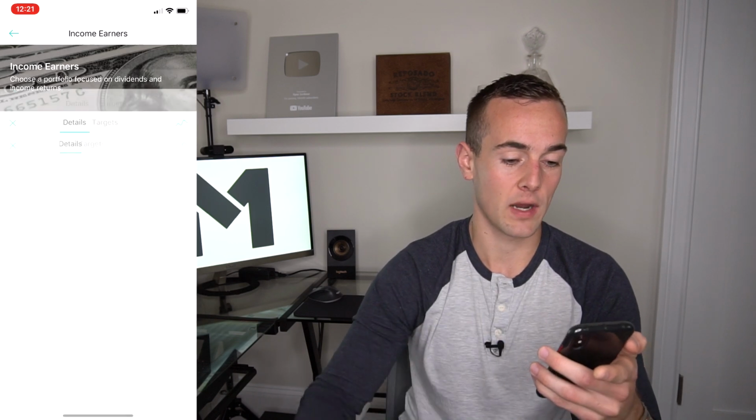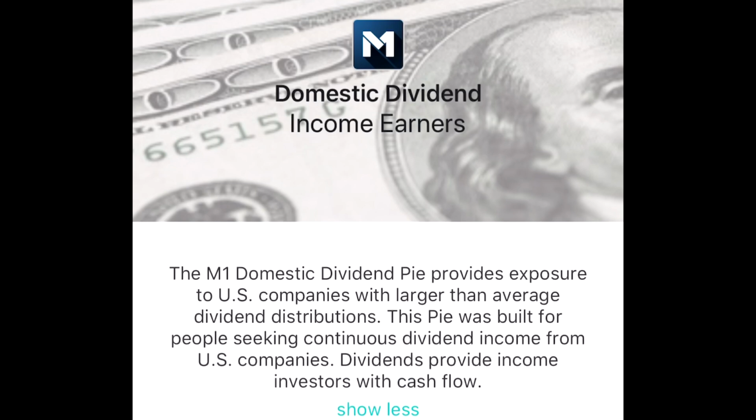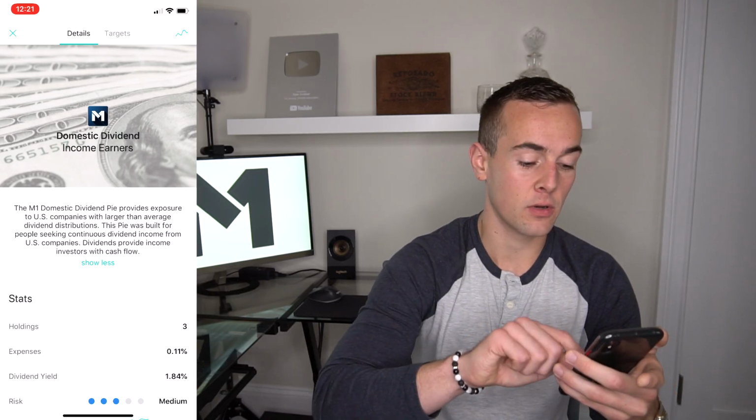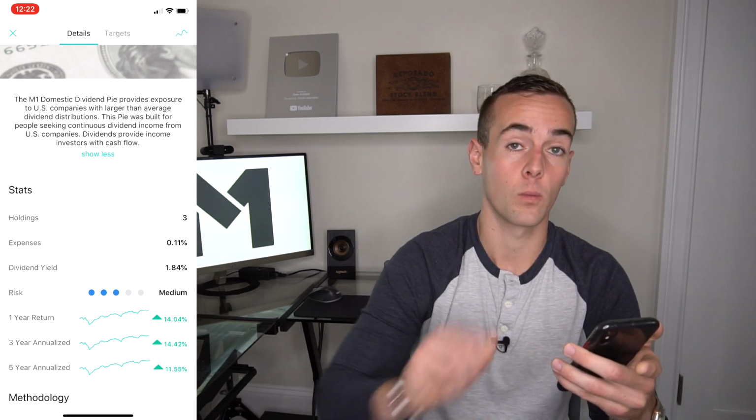You could select this right here, and it's going to tell you exactly what this portfolio is. So it says here the M1 domestic dividend pie provides exposure to U.S. companies with larger than average dividend distributions. The pie was built for people seeking continuous dividend income from U.S. companies. Dividends provide income investors with cash flow. As we can see here, the total expense ratio of these funds is going to be 0.11%.